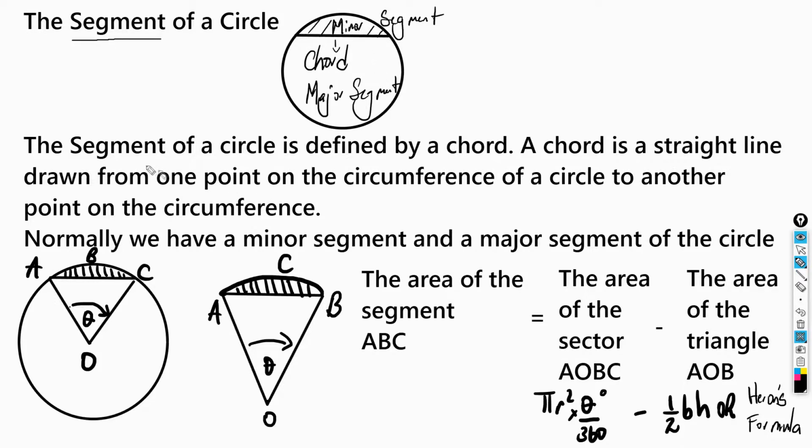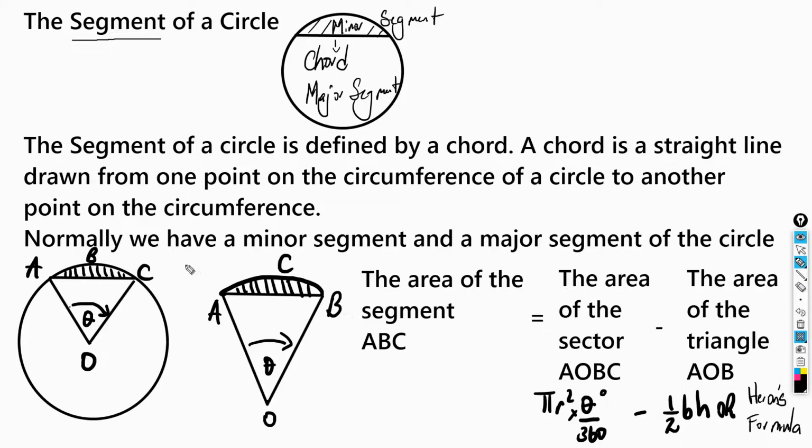So it says the segment of a circle is defined by a chord, meaning it has to have a chord like this one here in it. And a chord is a straight line drawn from one point on the circumference of a circle to another point on the circumference. Cool? So if you draw a line from here to here on the circumference, you would create two segments, a minor and a major segment.